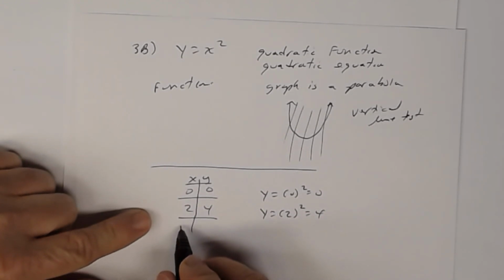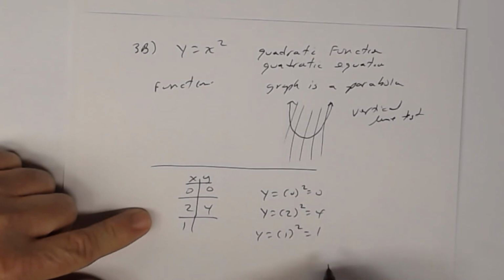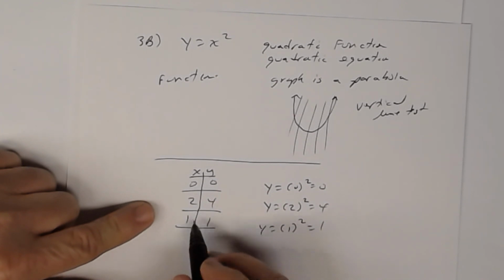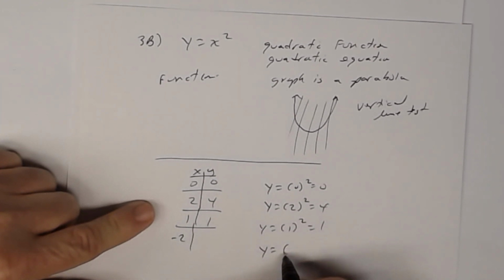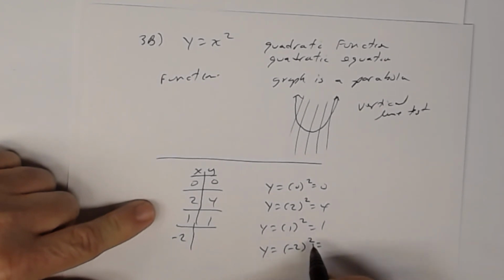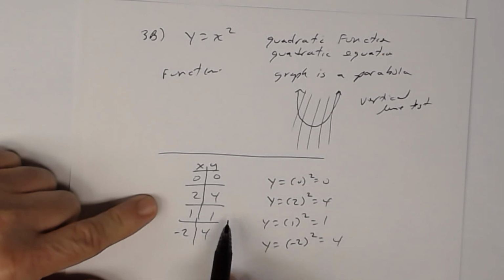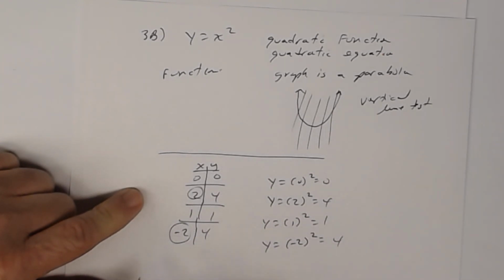When x is, let's say, 1, I get y equals 1 squared, which is 1. All right, so far that's still a function. Now let's do a few negatives. When x is, let's say, negative 2, I get y equals a negative 2 squared. Now negative 2 times negative 2 is 4. All right, but again, see this right here? It doesn't matter that these two different x values have the same y coordinate.